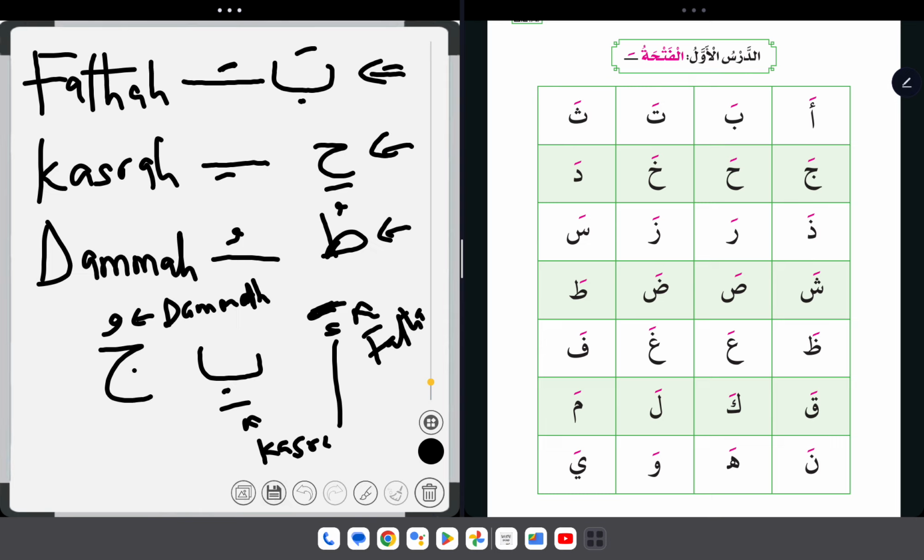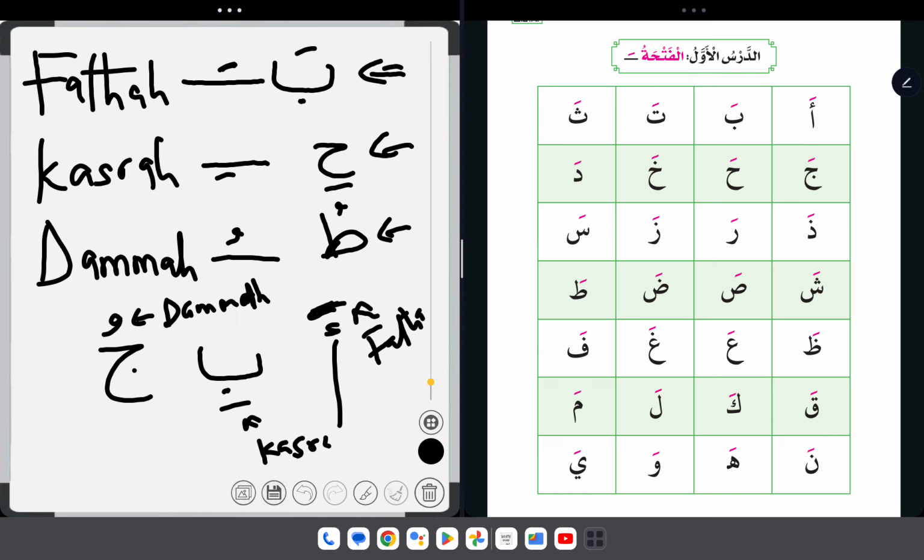So after we learned this and we perfect this, we move to Kasra. How does a letter sound when Kasra is attached to it? After we perfect that as well, we move to Dhamma. How does a letter sound when Dhamma is attached to it? We already know what is Dhamma. We can recognize Dhamma. This is Dhamma.